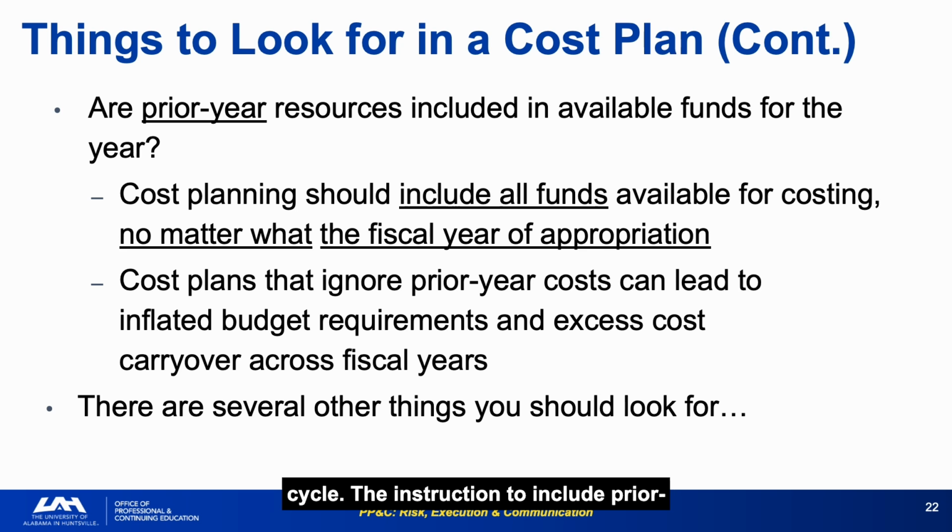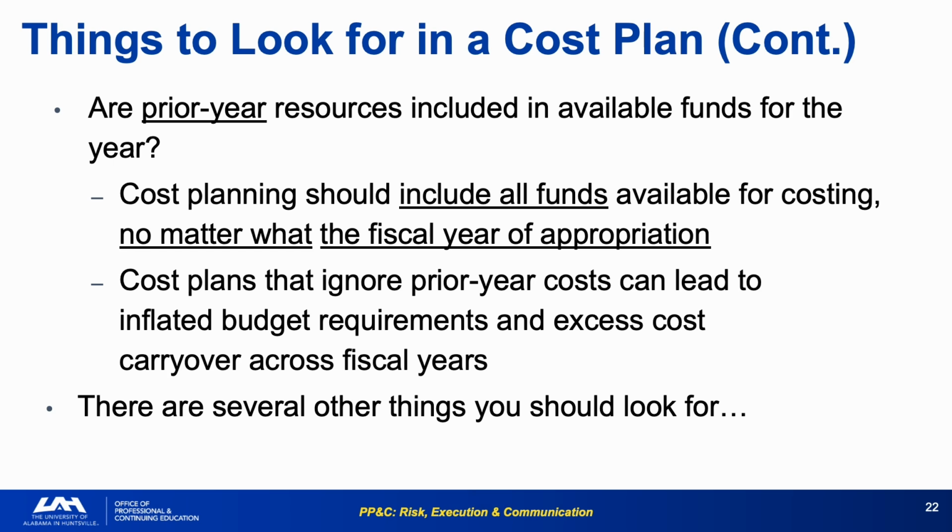The instruction to include prior year resources in available funds for the year sounds obvious, but is consistently overlooked in practice, particularly on programs with multiple funding lines and complex WBS structures. Before finalizing any new fiscal year cost plan, reconcile all prior year funding lines and subtract available uncosted balances from your new requirement. This step prevents the single most common budget execution error.